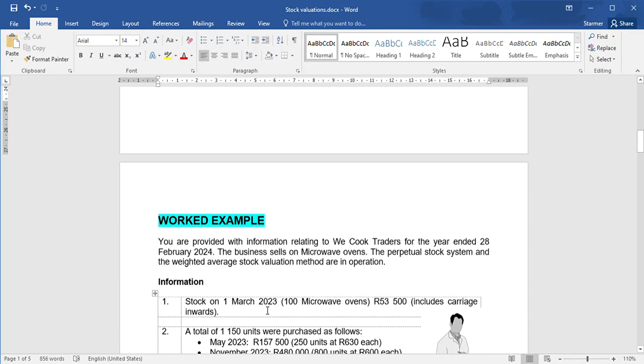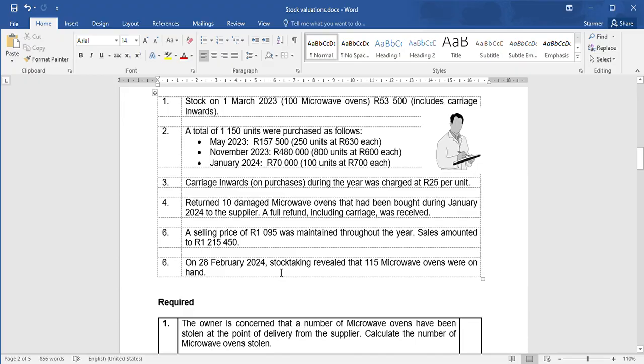Alright, let's go through a worked example now. They tell you here that the business sells microwave ovens. The perpetual stock system is in use. In other words, you keep a continuous record of the stock on hand, and they use the weighted average stock valuation method. They then give you quite a bit of information.